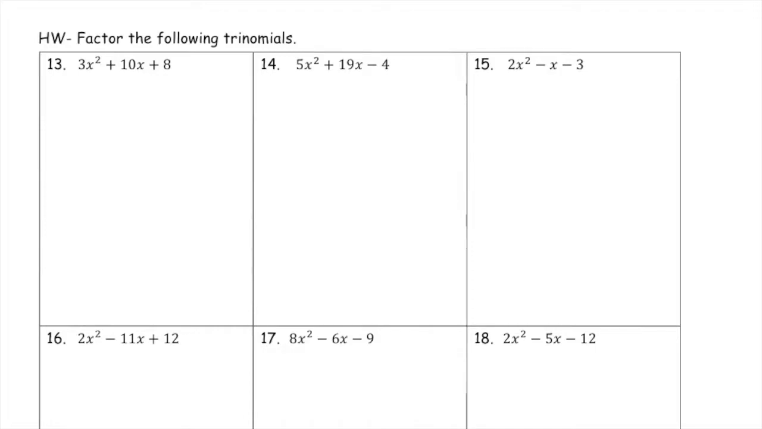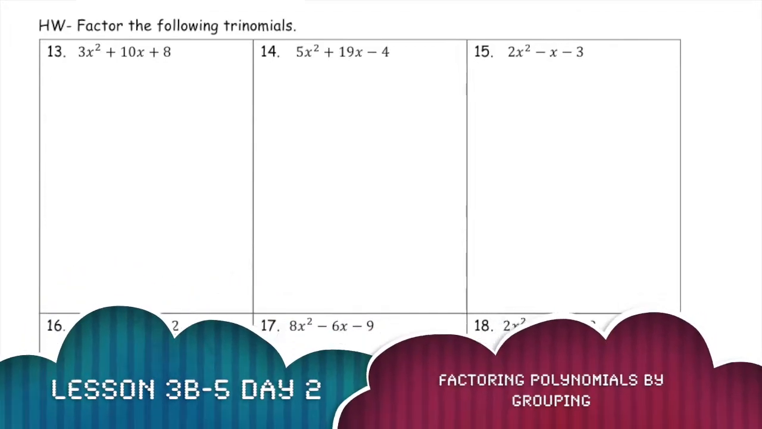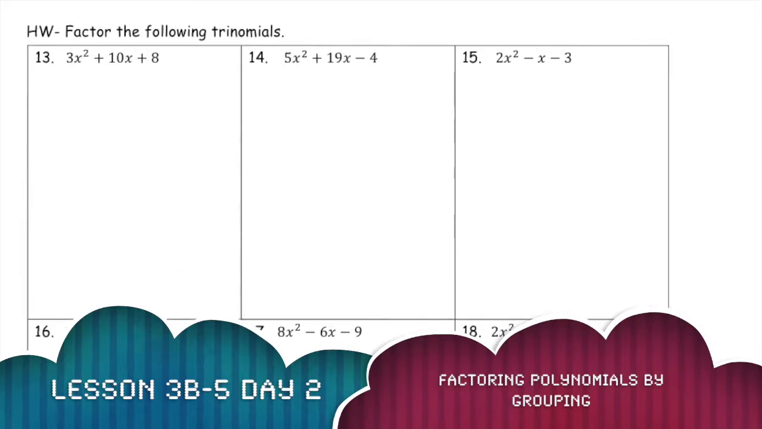Today we're going to go over the homework answers. We're going to do numbers 4, 17, and 20 together. It's like a little bit of everything.